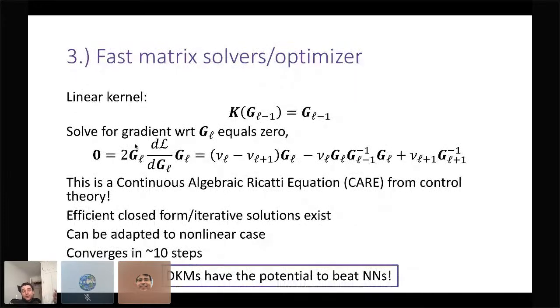And this is also very exciting because it means that there is structure in deep kernel machines that we can exploit that potentially gives us the possibility to beat sort of neural networks at their own game, at least here if we're talking about training time.